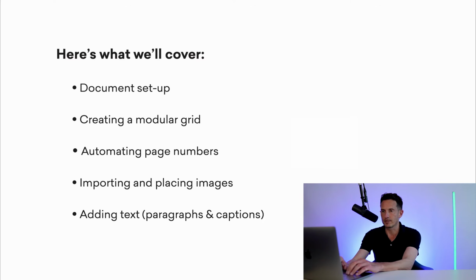First, we're going to go over document setup. Then we're going to learn how to create a modular grid. After that, we're going to go over automatic page numbers. We're going to go over importing and placing images. And then finally, I'm going to show you how to add text, both paragraphs and captions. So without further ado, let's get right into it.